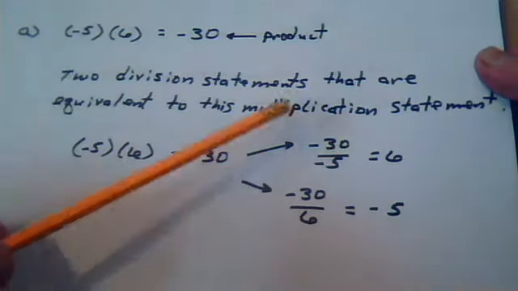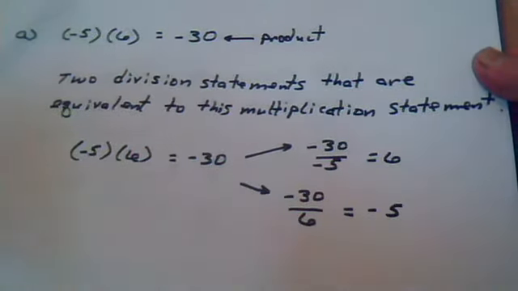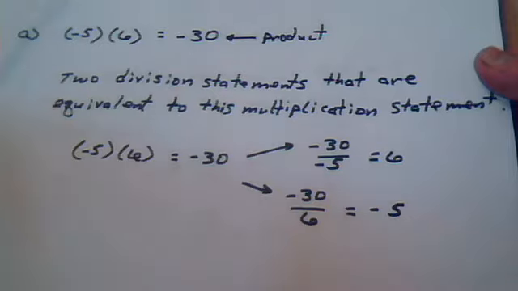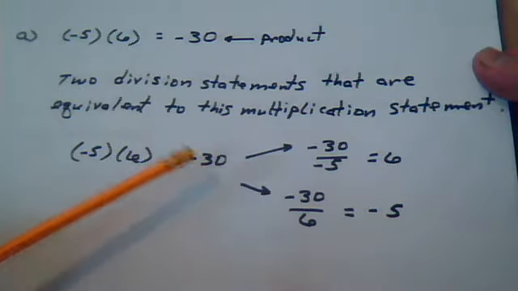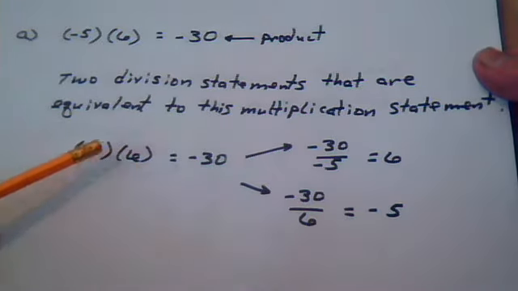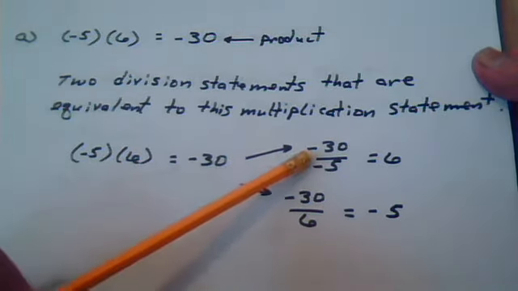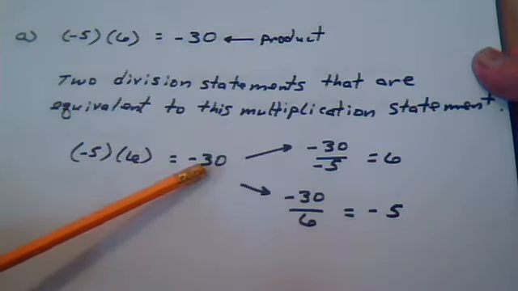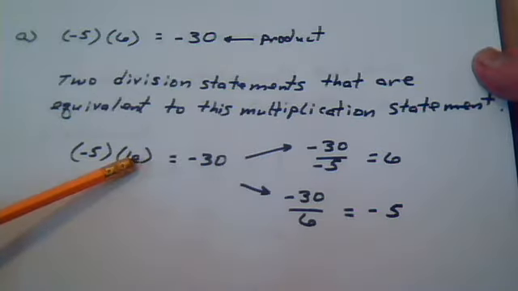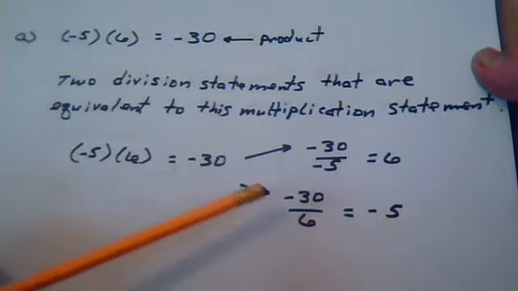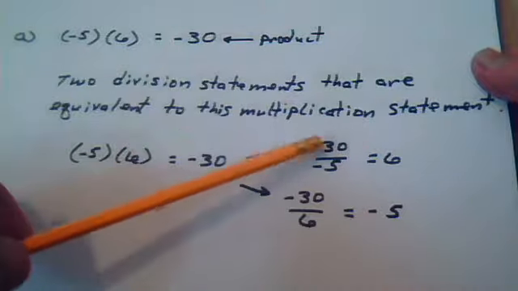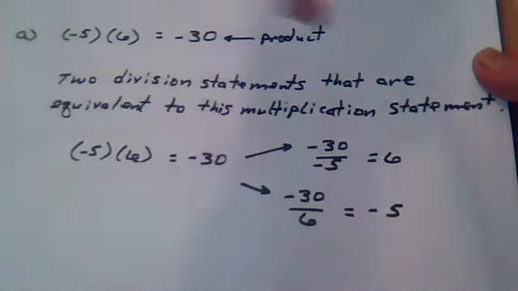And notice the rest of the equation is very straightforward too. So it's -30 divided by -5 equals 6. That's this one. -30 divided by +6 equals -5. That's this one. So these are the two equivalent division statements.